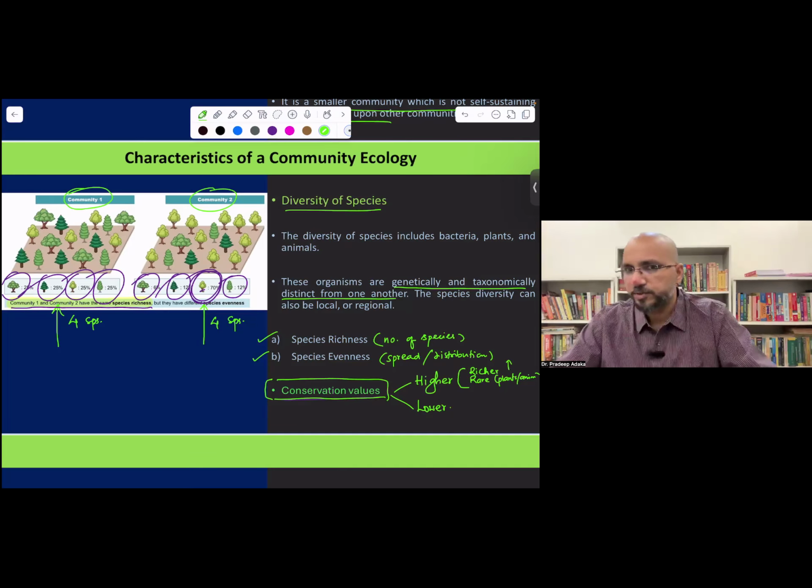First preference will be given to those areas which are very rich in biodiversity, or where there are very rare species. They will be given higher conservation value. Critically endangered species, so higher conservation value will be given. More efforts and higher priority will be given to that. Okay.